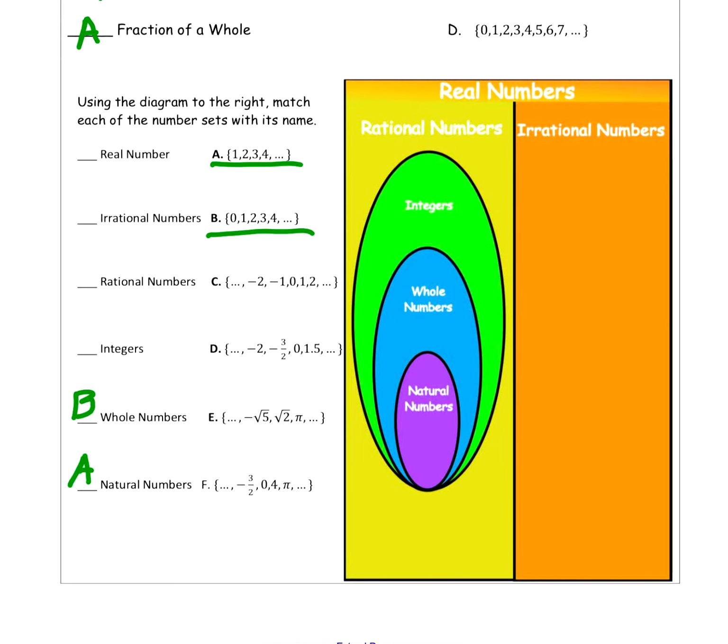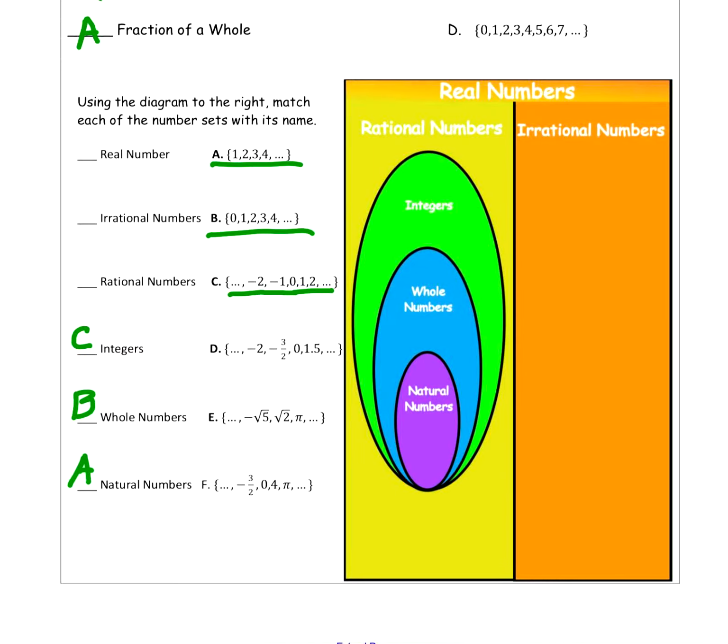Okay, so now let's take a look at C. C, it looks like we have all of the whole numbers also, 0, 1, 2, and so on. But they're also giving us the negative whole numbers, which, take a look at integers. Every whole number and natural number is an integer because those circles are inside integers. So that would be C for integers.